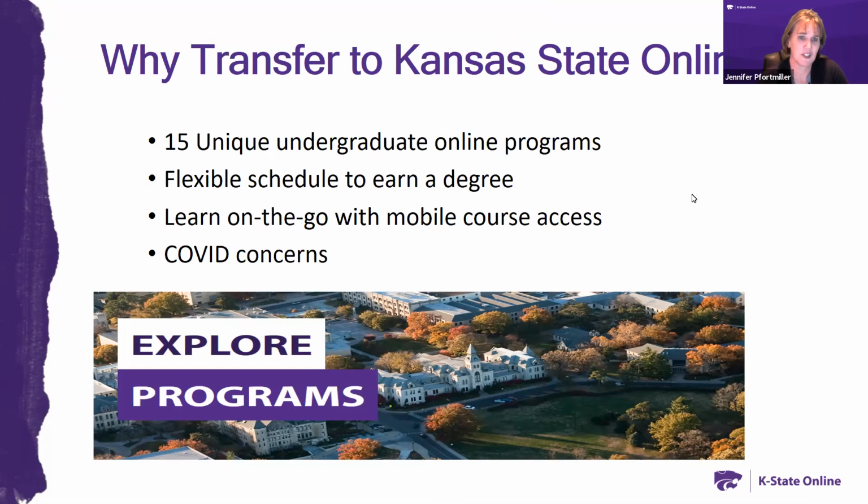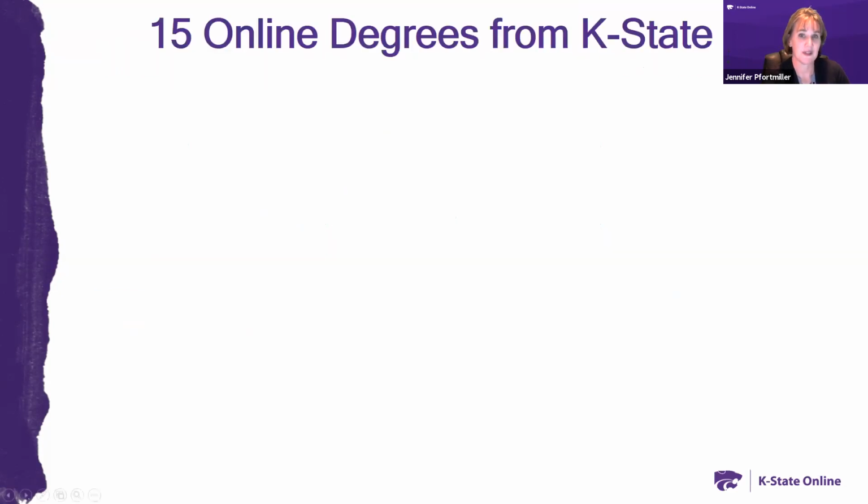It is a learn on the go with mobile course access. You can be anywhere, at a basketball game or at a soccer tournament or anywhere that you have extra free time, and you can be working on your degree. And of course, online right now is a popular choice because of COVID concerns. Thankfully, it seems like we're getting a handle on that, but it does make it more convenient for those that do have COVID concerns. On the next slide then, we'll be able to see some of the programs that are available from Kansas State University in the online format.